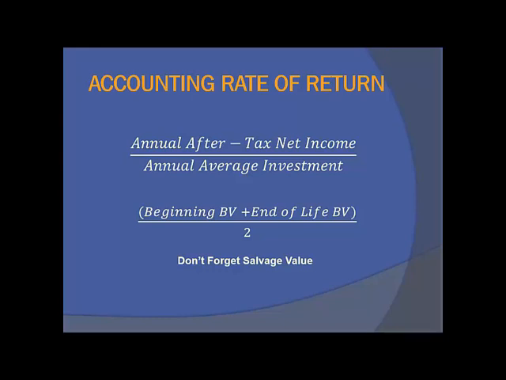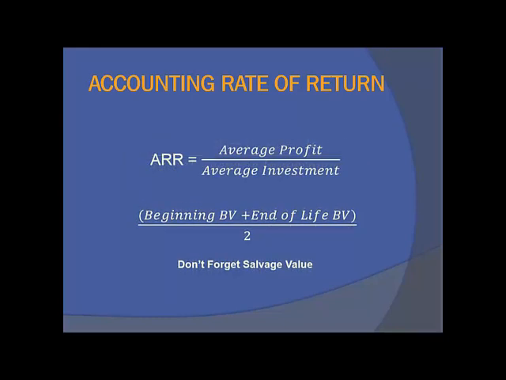And it's a simple average. It's not going to be weighted. You take your beginning book value plus your end-of-life book value, and keep in mind that's going to be your salvage, which can be zero or it can be what you feel you can sell it for at the end of its useful life. Take those two, add them together, and then simply divide by 2. It's just a simple average for your denominator. Another way you can think of this is what is your average profit divided by your average investment. And again, don't forget salvage.